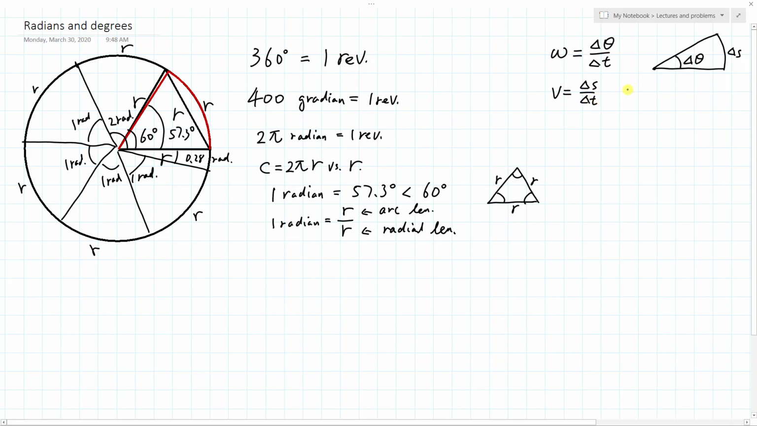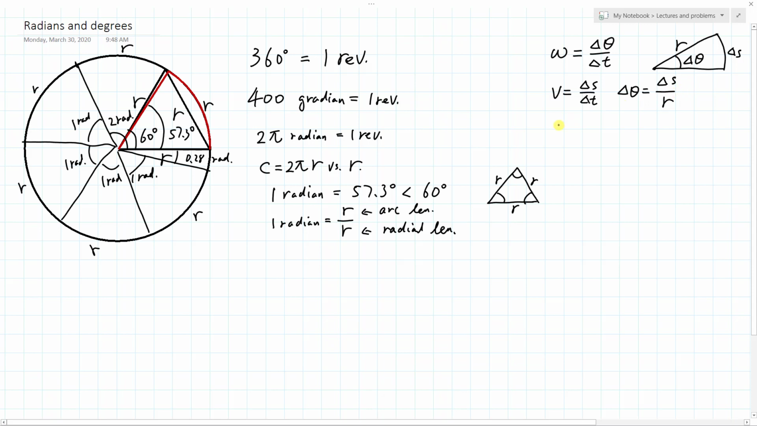Because we're using radians, this angle delta theta is going to be arc length over radial length. And what is arc length? Delta s, right? Arc length, over radial length of r.